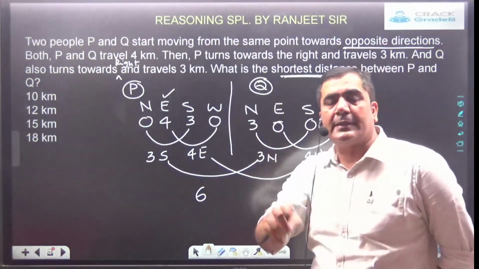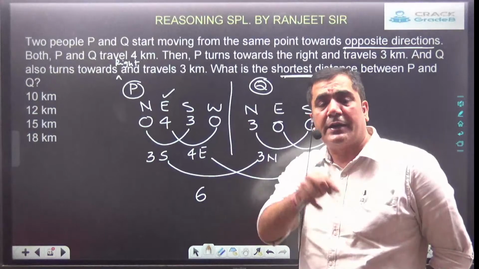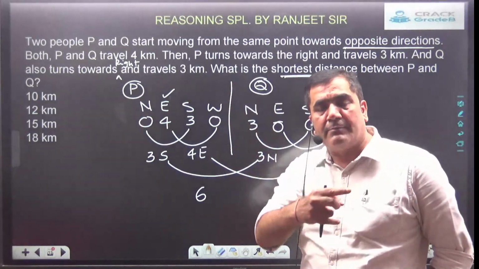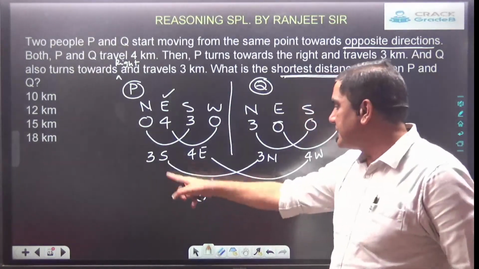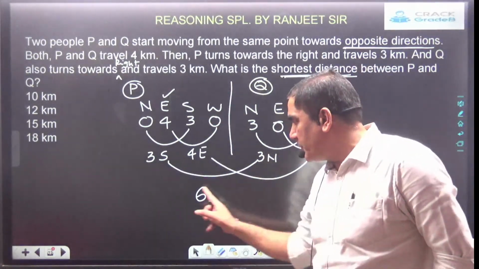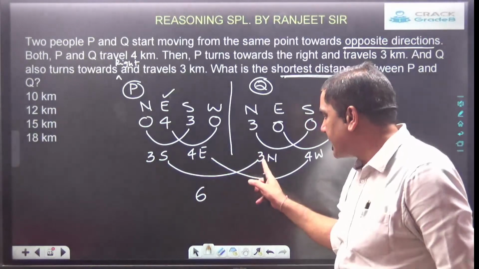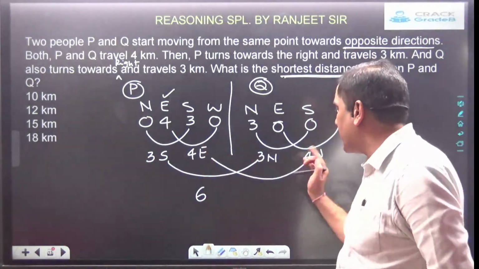If both are same, north, north, simply subtract the number. East, east, simply subtract the number. But whenever the direction comes out to be opposite, one is south, other is north, in that case you are supposed to add the numbers. So 3 plus 3 is what? 6. Here 4 plus 4 comes out to be 8.